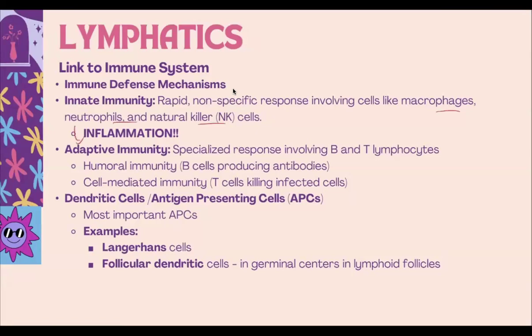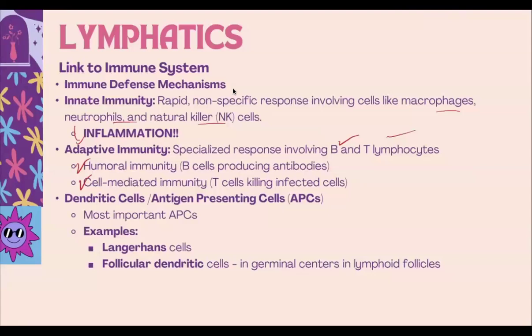Then you have adaptive immunity. This takes time to develop and can regenerate again later on. It is a special response directly for the microbe or antigen being targeted, and it involves cells like B and T lymphocytes. Adaptive immunity has two further parts: humoral or cell-mediated. Humoral is for B cells, cell-mediated for T cells.